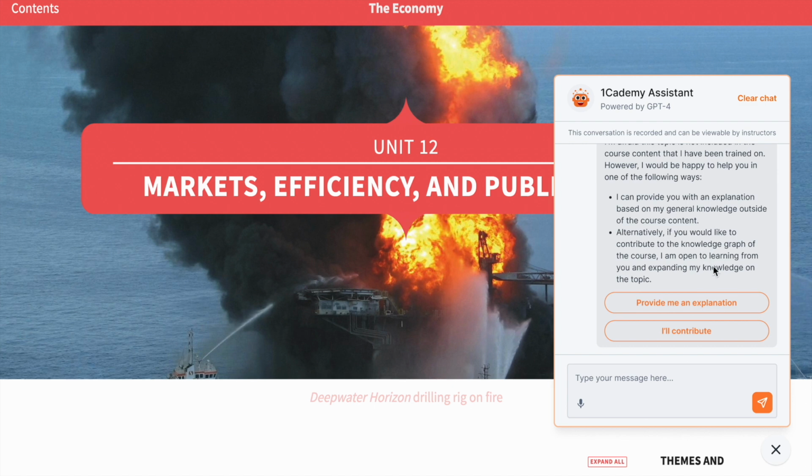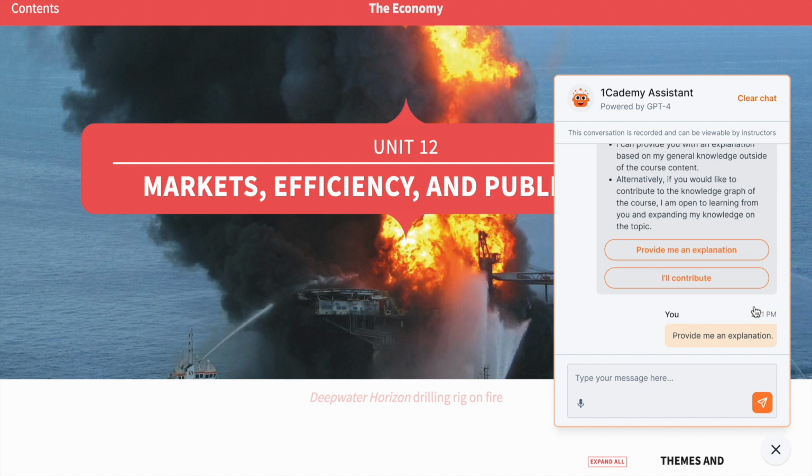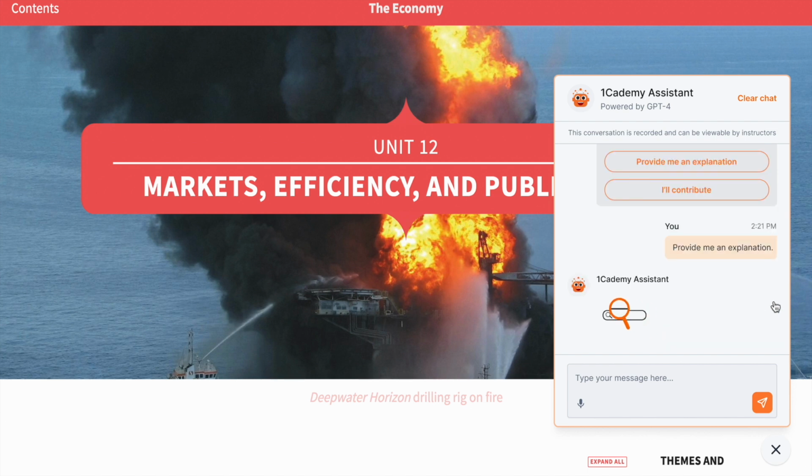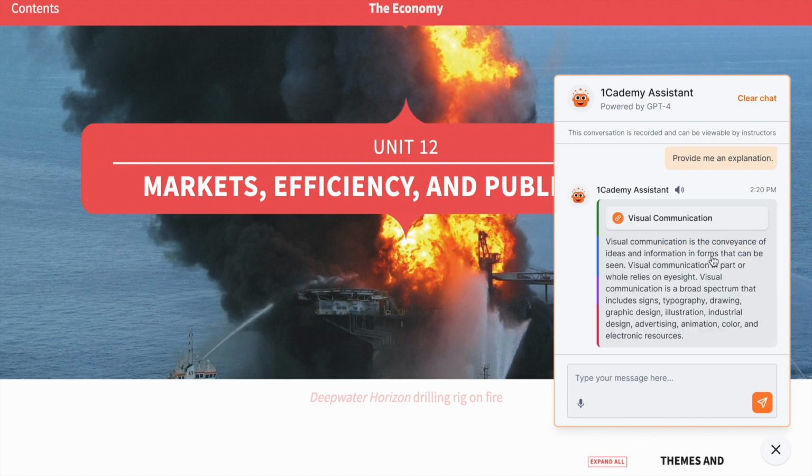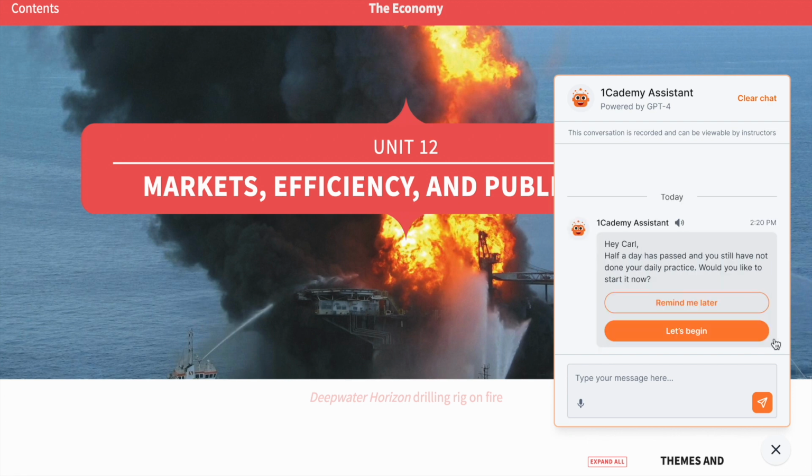It asks the user if they would like to view the node or if the user would like to add new knowledge about visual communication to the 1Cademy knowledge graph. The user asks the assistant to present the existing node. The assistant provides them with a definition of visual communication.